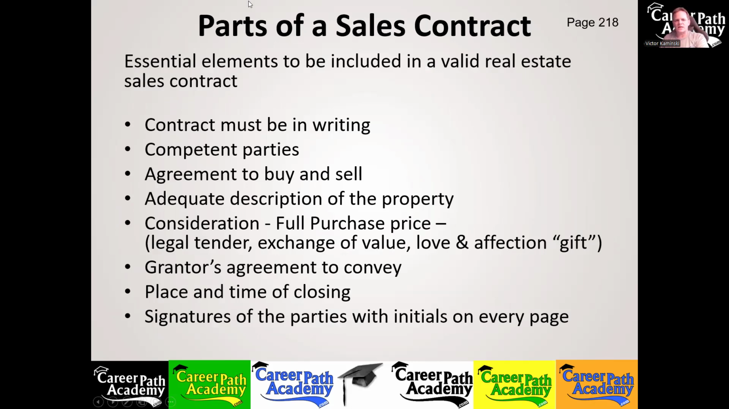Here are the parts of a sales contract that are essential to be included. These are the essential elements to be included in a valid real estate sales contract. You have to have a contract in writing. You have to have competent parties, an agreement to buy and sell, so offer and acceptance. All right, let's even write that in there. We'll call that offer and acceptance. Okay. Legal description of the property.